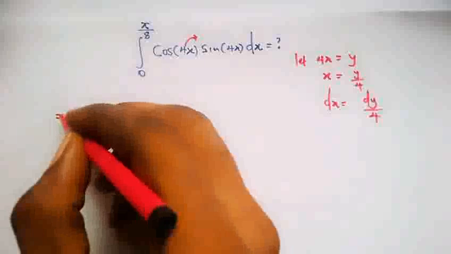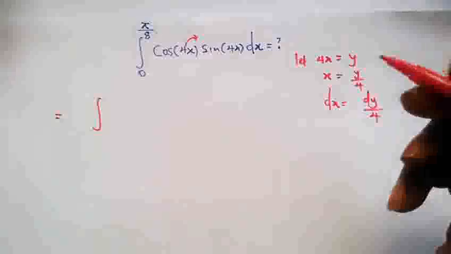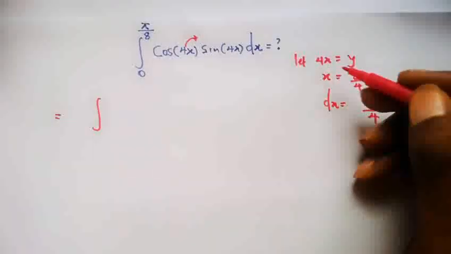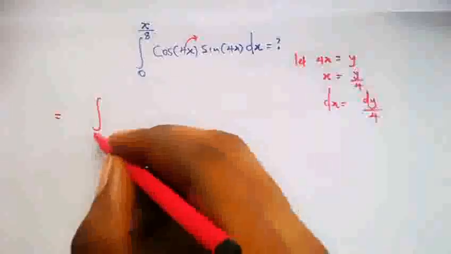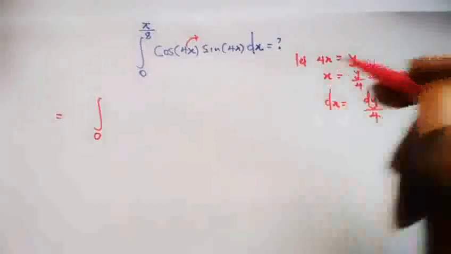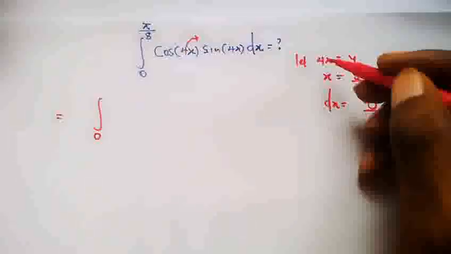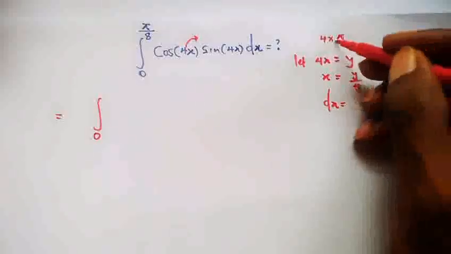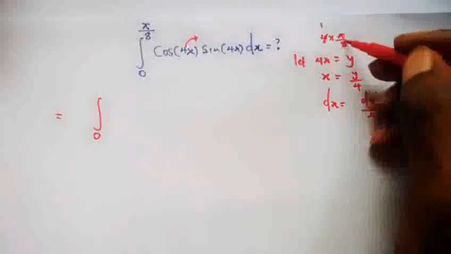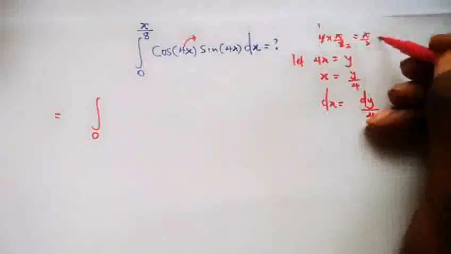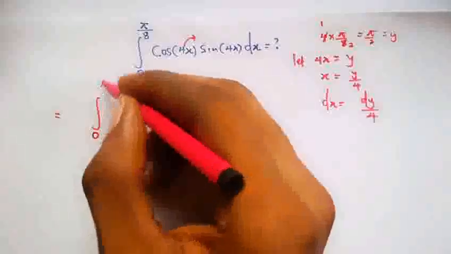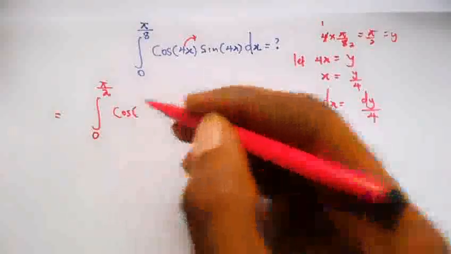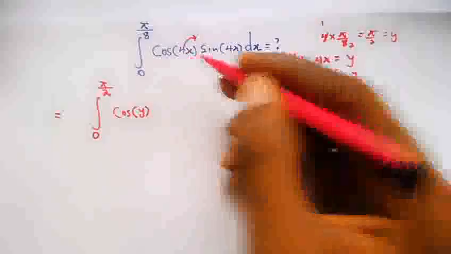So we have this equal to the integral, so let us check our new limit. Now we have y is equal to 4x. So if you substitute x equals 0 here, we actually get y equal to 4 times 0, and that is 0. Okay, limit here remains the same. Now that's the lower boundary. So now we have pi all over 8, the upper boundary. So when you remove x here and put pi all over 8, we have 4 times pi all over 8. 4 here 1, 4 here 2. So we have pi all over 2 equal to y. So our upper boundary is what? Pi all over 2.